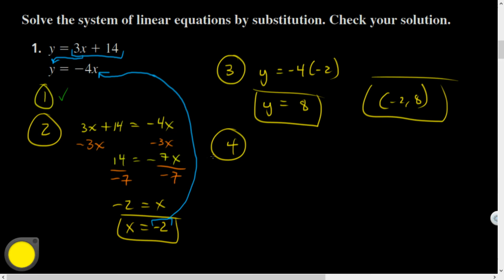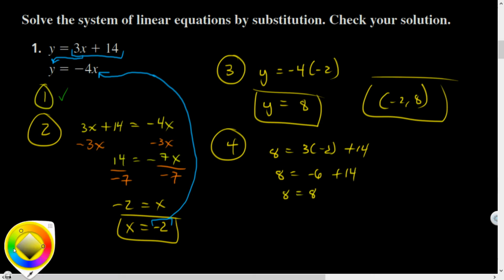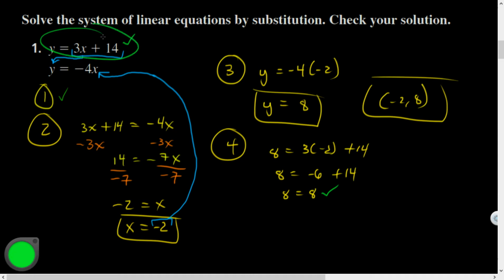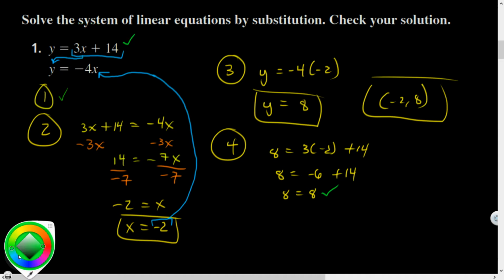Let's do a check. So let's check the first equation. Is 8 equal to 3 times -2 plus 14? 8, is that equal to this plus that, and 8 is equal to 8. It works in the first equation. That means that -2, 8 is a point on this line, but we still got to check it in the other for it to be a solution of the system.